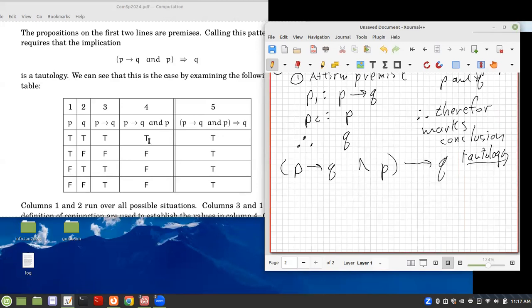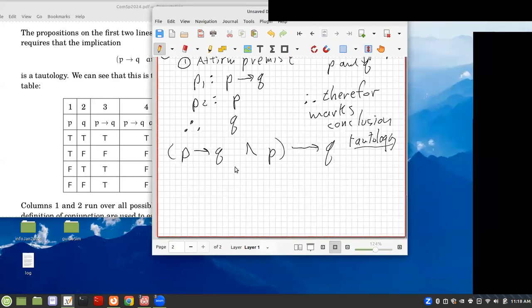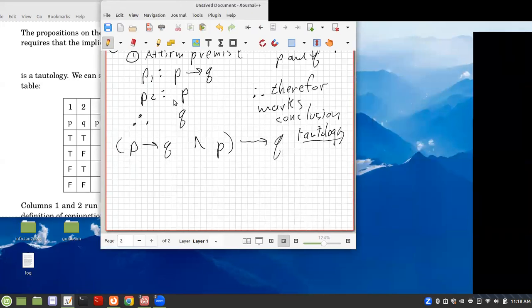In this case, the only time in which the premises are true has a true conclusion. Because you see, you have true, true, and Q is true. So therefore, this is a valid rule of inference. Now, we can also show this with our logical equivalences, which takes a little work.